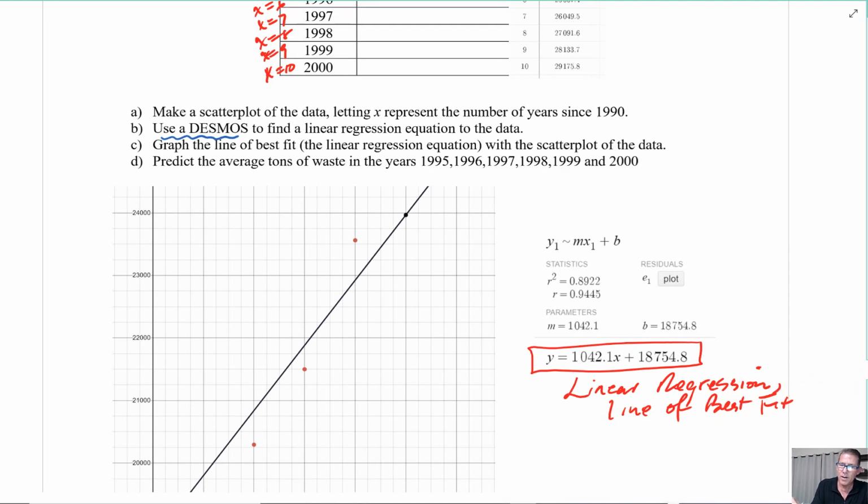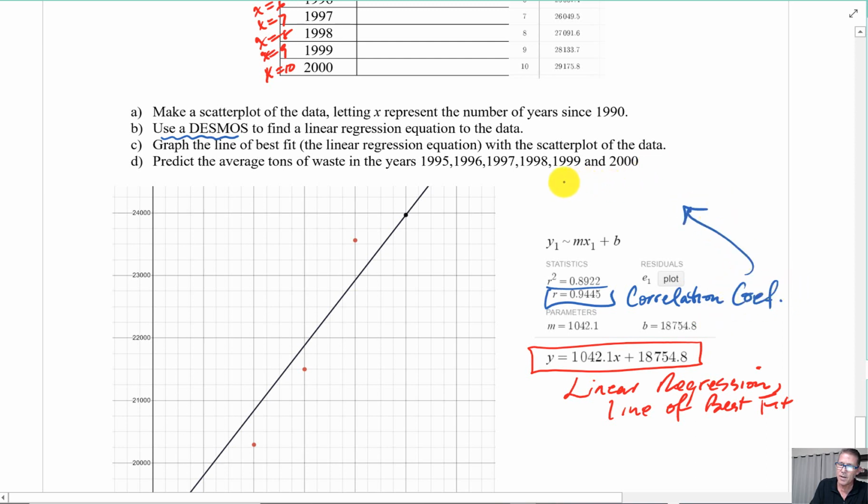And then the correlation coefficient, R. Okay, this is called the correlation coefficient. Okay, that tells me, since R equals 0.9445, it's close to 1. Let me write that a little bit better here. Because it's close to 1, this represents a strong positive correlation. Strong positive correlation. What does that mean?